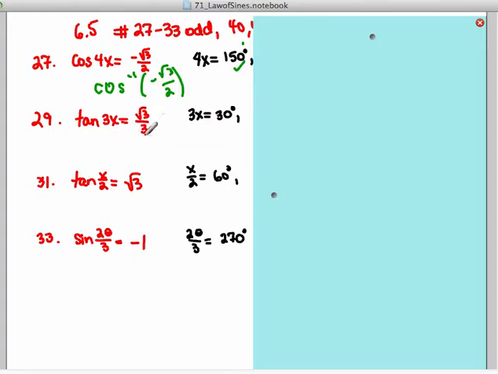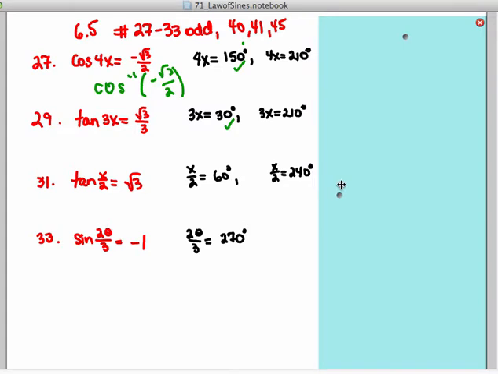On this problem, inverse tangent of radical 3 over 3 should get you 30. Inverse tangent of radical 3 is 60. And inverse sine of negative 1 is 270. Okay, so let's assume you got those values correct. Let's look to see what the other possible angles were.